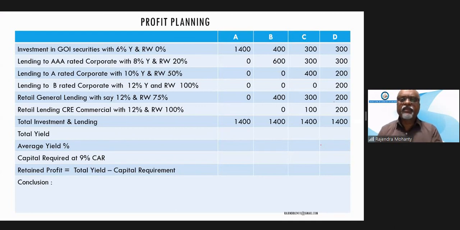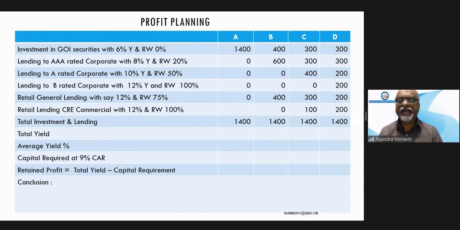If the fund is utilized as per A, that means the whole 1400 is invested in Government of India securities, where 6% is the yield. Return expected on this Government of India security is 6%. And the risk weight of Government of India security is 0%. When the risk weight is given, it points towards calculation of capital.